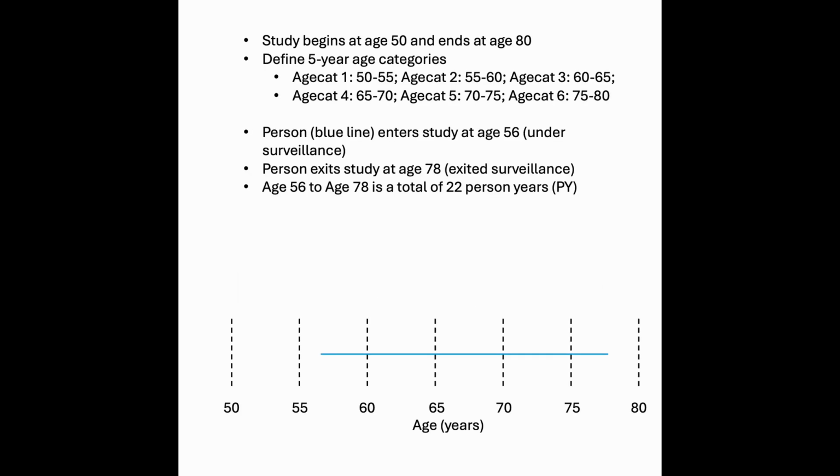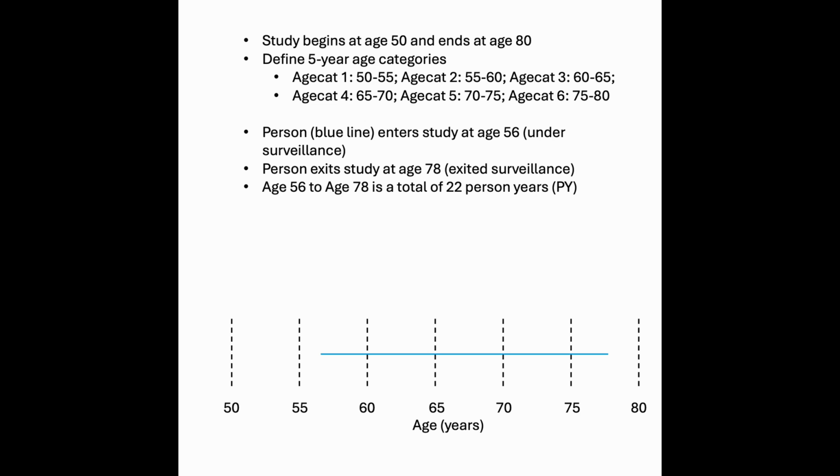Consider this example. We will define a study monitoring subjects for an event between ages 50 and 80. We would like to observe the rates in 5-year categories. We begin by defining 5-year categories from age 50 to 80. We'll name these Age Cat 1, Age Cat 2, Age Cat 3, etc.